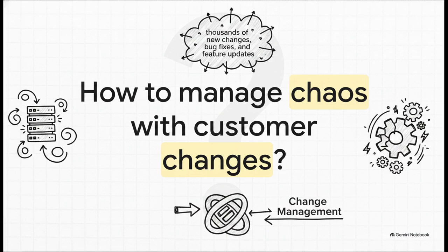We've seen today just how intricate and rigorous this whole automated system building process has to be. But I want to leave you with a bit of a provocative thought. If building a system perfectly on a quiet day is this complex, how on earth do we manage the chaos when customers start demanding thousands of new changes, bug fixes, and feature updates? That very question is going to lead us directly into our next critical topic in software engineering: change management.